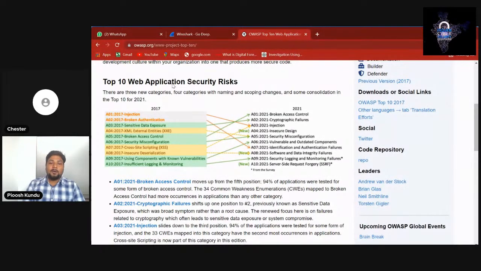And these CVE numbers are defined by different CVE calculators, and they are very important for the VAPT testing report. Okay, and this is all about the OWASP top 10 vulnerabilities.